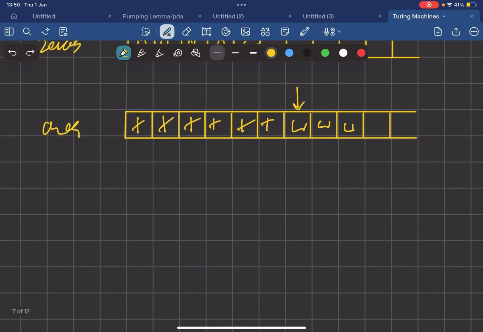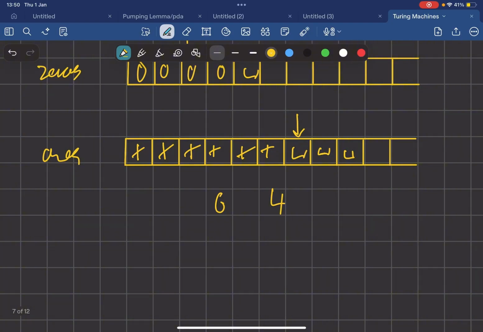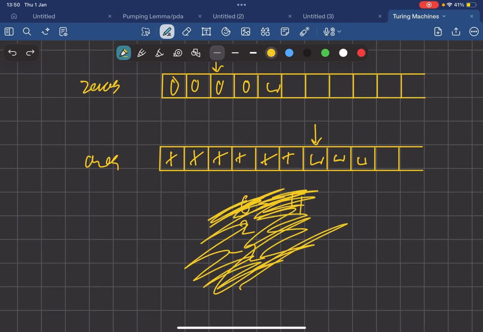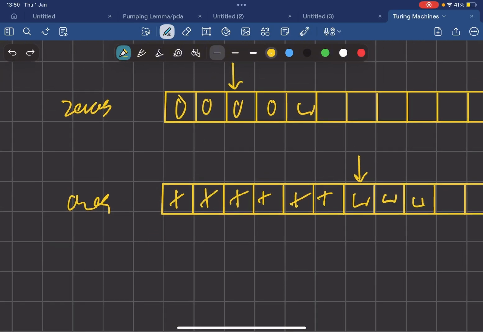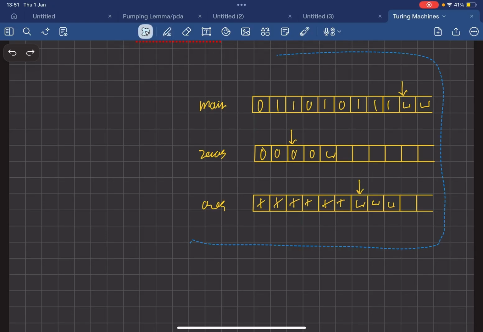So this would be equivalent to having 6 and 4 and checking if 6 is divisible by 4. We would have 2, that would reach -2. And because we didn't reach 0, that means that 6 is not divisible by 4. And so in this case, we'd also reject. So what we're looking for acceptance is that the read head on the ones tape reaches a blank at the same time as the zeros tape. And if that isn't the case, if we have a blank on one tape, but not a blank on the other tape's read head, then we know that it's not divisible. So let's write that out as an algorithm.